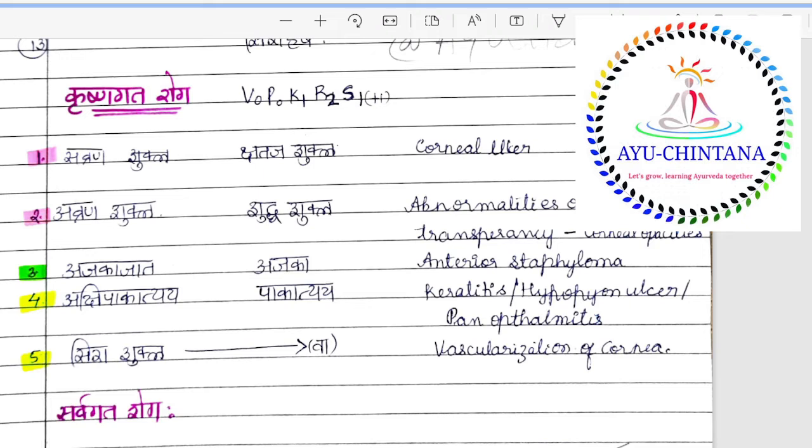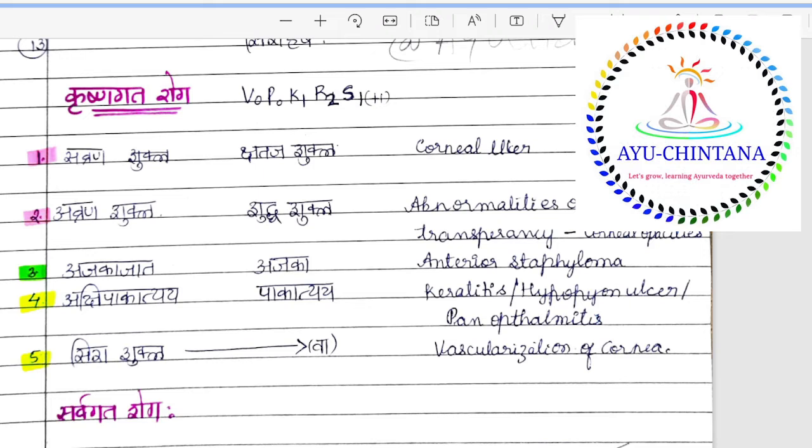Vascularization of cornea. So I'll repeat it once again. There is a fourth classification. The fourth classification of the Netra Vyadhi is Krishna gataroga. In that, there are 4 Vyadhi according to Sushruta, 5 according to Vagbhata. According to Sushruta, it is Savrana Shukla, Avrana Shukla, Ajaka Jata and Akshipakatyaya. Savrana, Avrana both are Raktaja Vyadhi, while Ajaka Jata is Kapaja Vyadhi and Akshipakatyaya is Sannipataja Vyadhi.